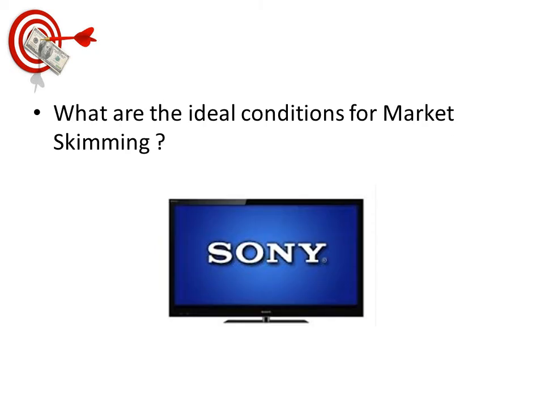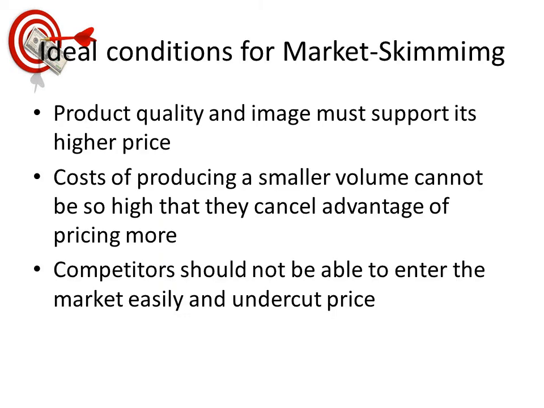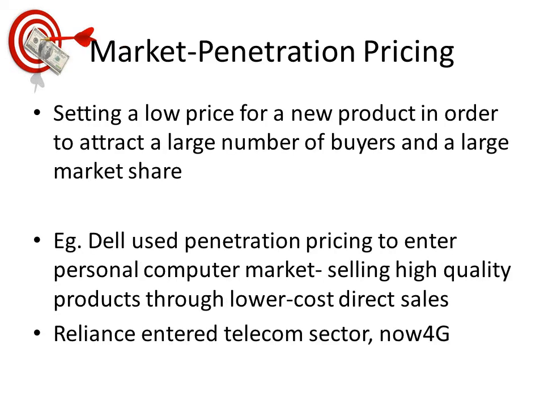So the question here is, what are the ideal conditions for market skimming? There are three points given over here. I would like to bring your attention to the second point, where it's important that, as you're bringing it in at the higher price, obviously the volume is going to be smaller, since fewer people are going to buy it. So the cost of producing a smaller volume should not be so high that it cancels the advantage of pricing higher. That's an important question, and it's also seen that at times when the price is lowered later on, the initial customers may not be happy about it. So that's also something you need to take care of while using a market skimming strategy.